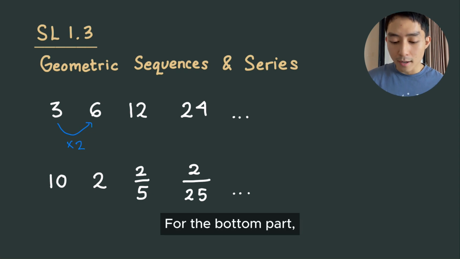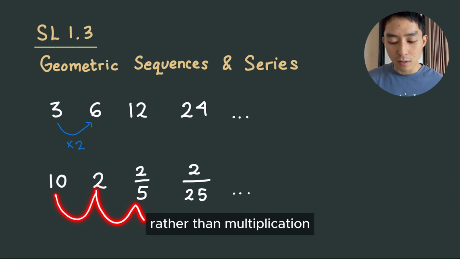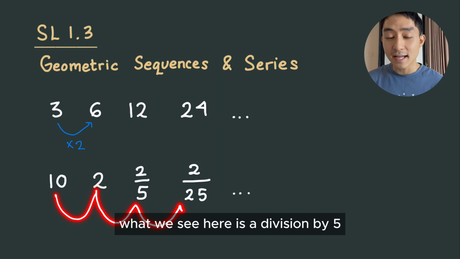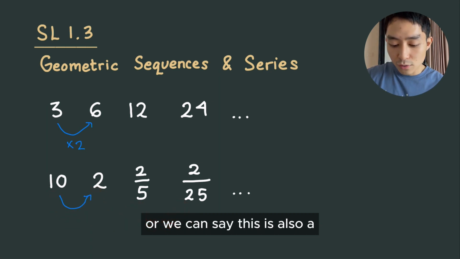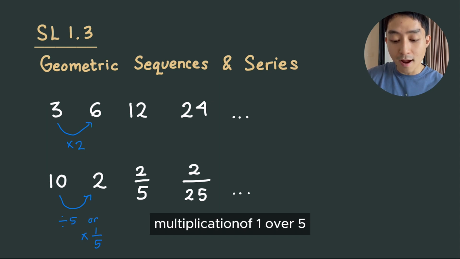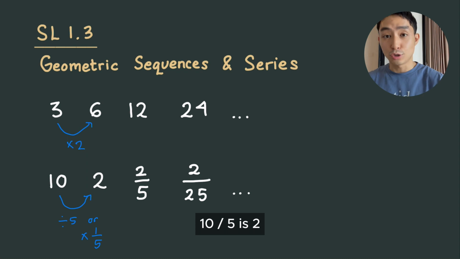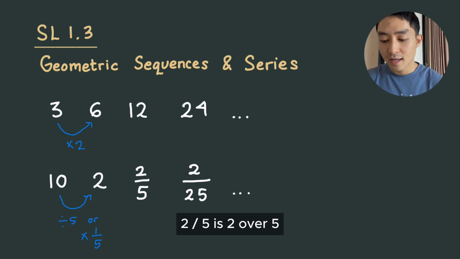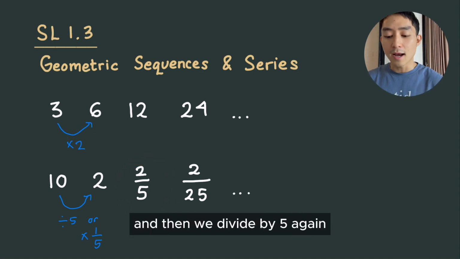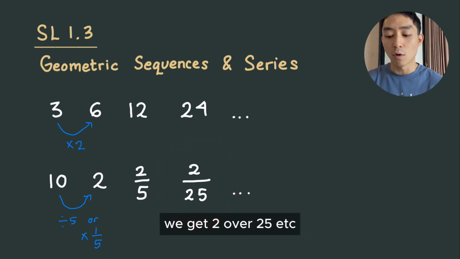For the bottom part, rather than multiplication, what we see here is a division by 5. Or we can say this is also a multiplication of 1 over 5. 10 divided by 5 is 2. 2 divided by 5 is 2 over 5, and then we divide by 5 again, we get 2 over 25, etc.